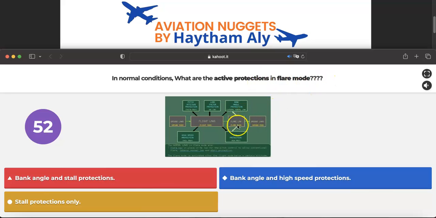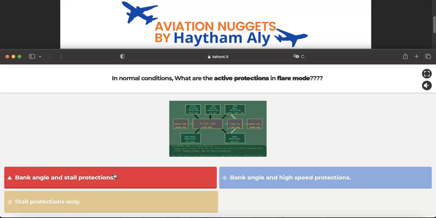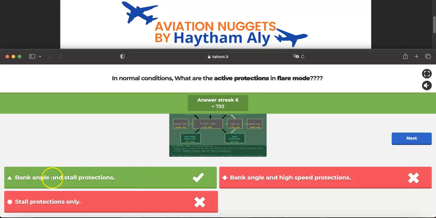This is the flare mode, as you can see here. So we have bank angle protection and stall protection. So in normal condition, the active protections in flare mode are bank angle and stall protection.